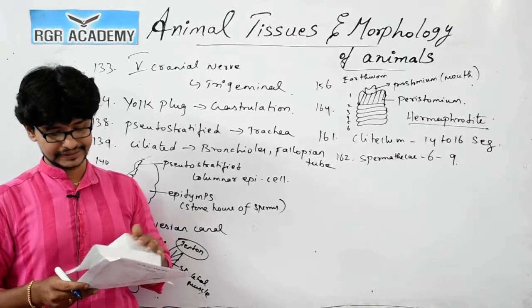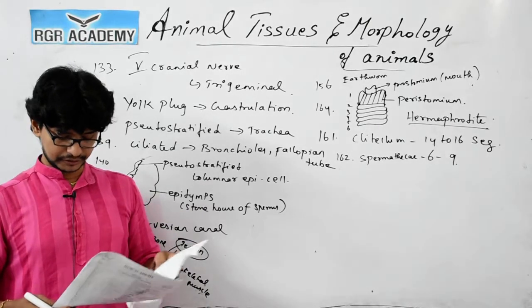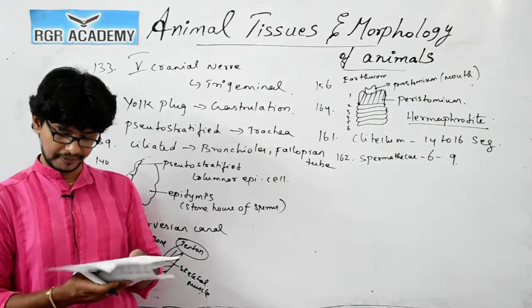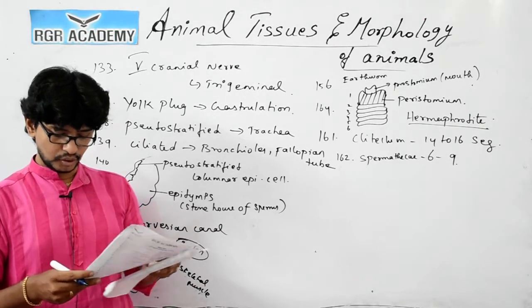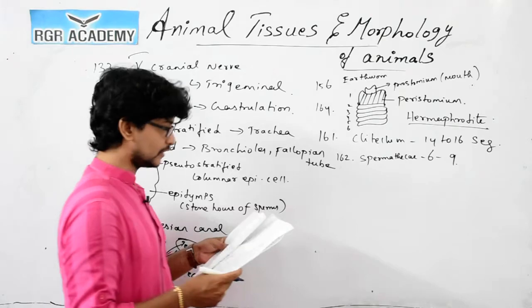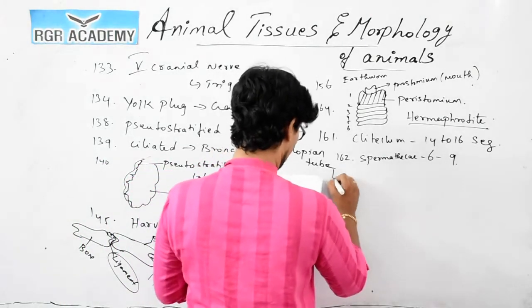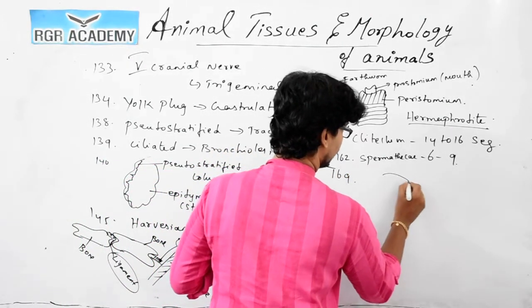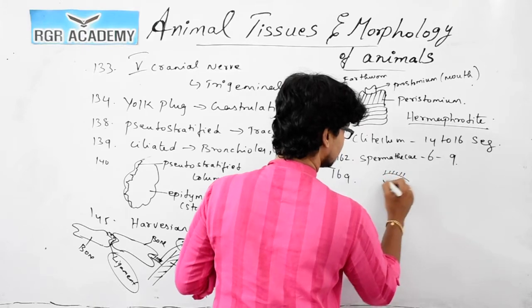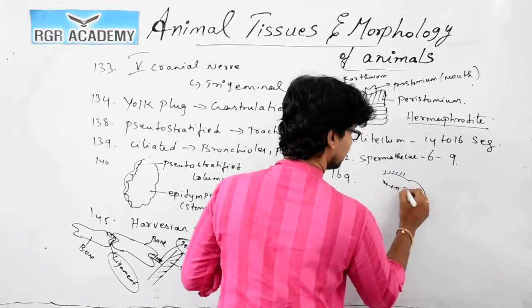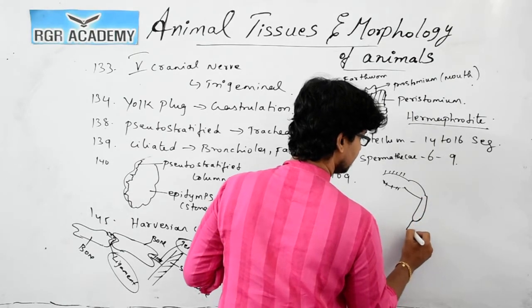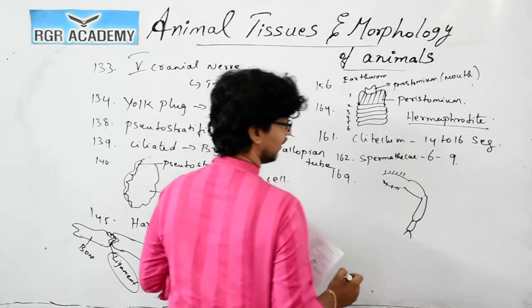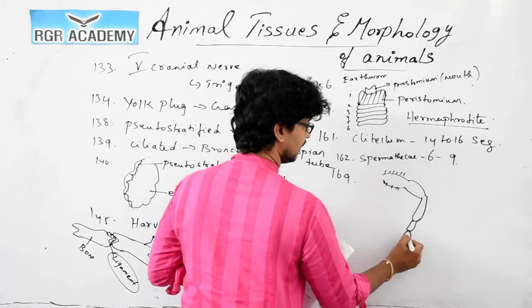Question number 169. Which of the following parts of cockroach leg is attached to the thorax ventrally? It is coxa. You could see the coxa. Then comes your trochanter, then the femur, then we have the tibia, and then we have a tarsus, and then we have claws.